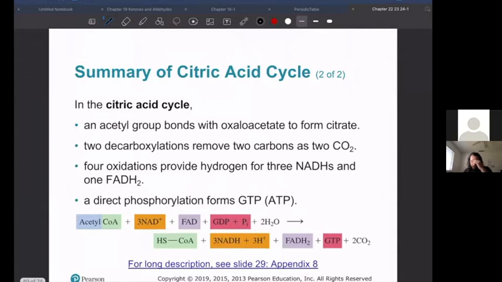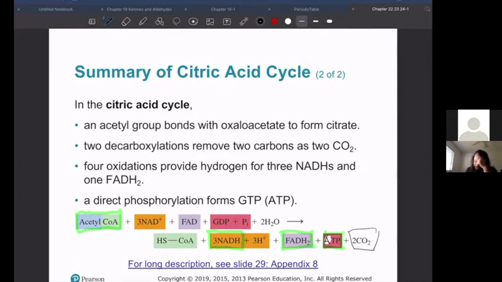Okay, so here's our net reaction here. And again, the important parts are the acetyl-CoA being converted into 3 NADH, 1 FADH, and 1 GTP, which we're going to actually just call ATP because that's what we care about in terms of our energy currency. Also, per turn of the citric acid cycle, you should know that 2 molecules of CO2 are released.